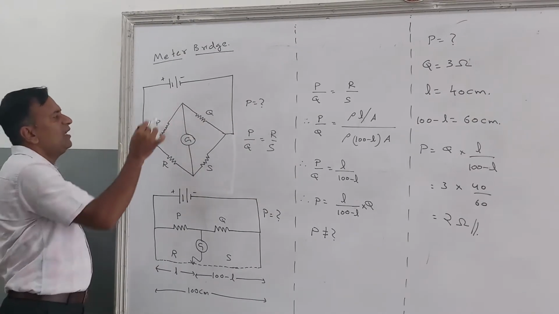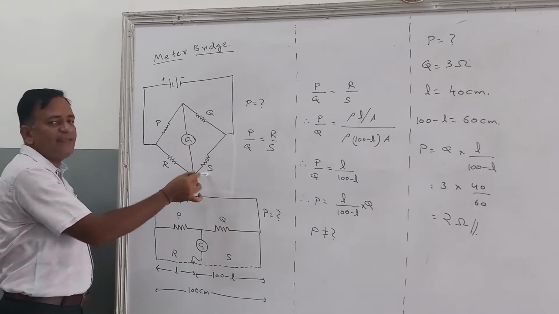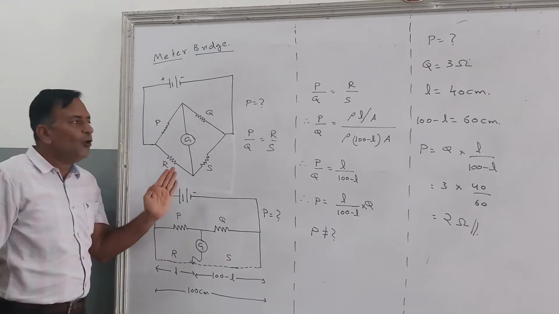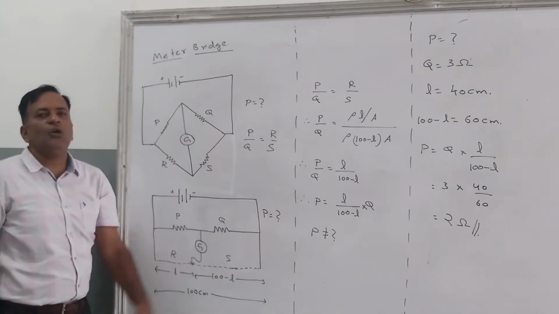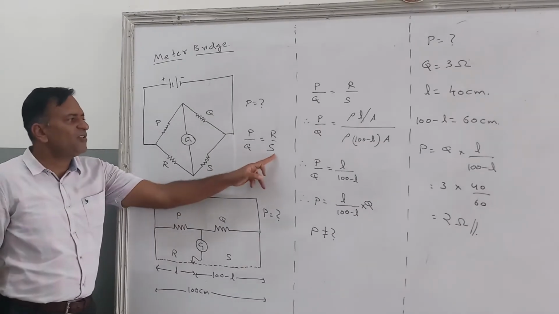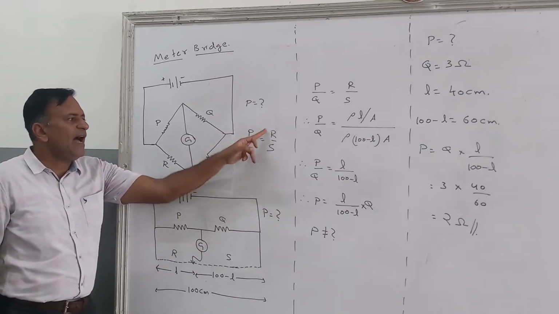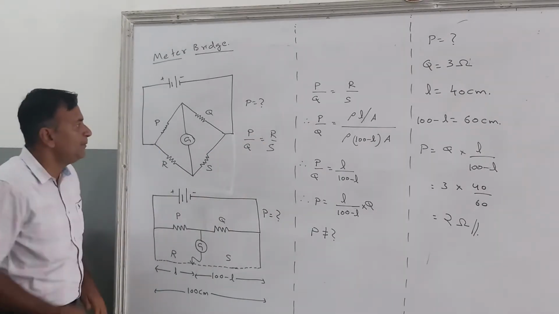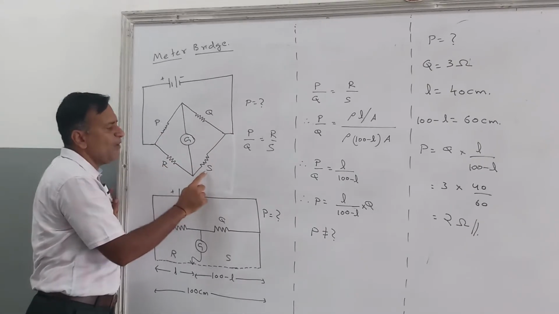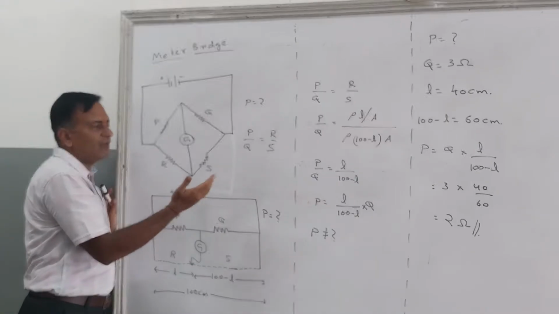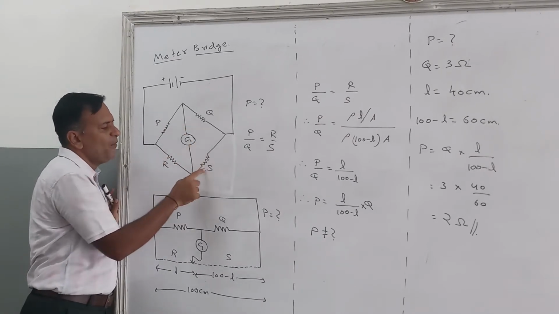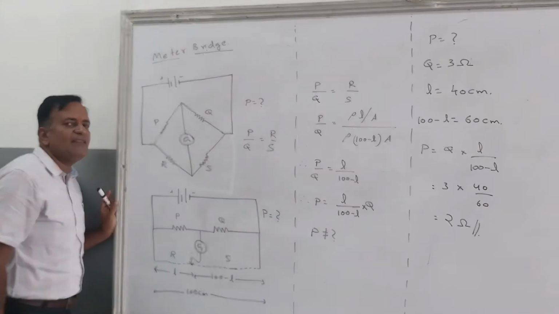One cell. P, Q, R, S are the resistors. Three values we know. P we do not know. How can we find the value of P? By using this formula, P by Q equals R by S. Remember the trick? This upon this is equal to this upon this, or this upon this is equal to this upon this. Both the formulas are correct.